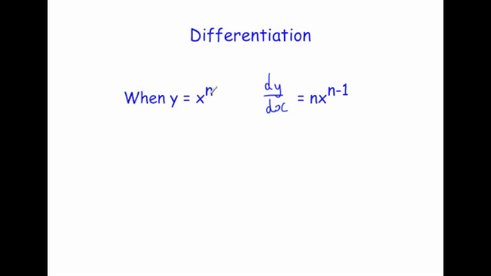Okay, so as you should have seen in the Introduction to Differentiation video, to differentiate, you bring down the power, so you multiply by the power, and you reduce the power by 1. So if you were differentiating y equals x to the n, you'd then have an answer of n x to the power of n minus 1. Okay, let's have a look at some examples.